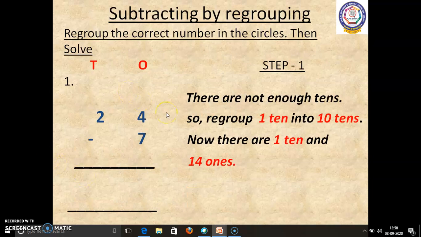In this page, we are going to learn about subtracting by regrouping. Regroup the correct number in the circles, then solve. In this first sum, 24 minus 7 is there. Step 1. There are not enough tens. Why? Because in the ones place, we have 4 and 7. Number 4 is smaller when compared to number 7. So, we have to regroup 1 ten into 10 ones.